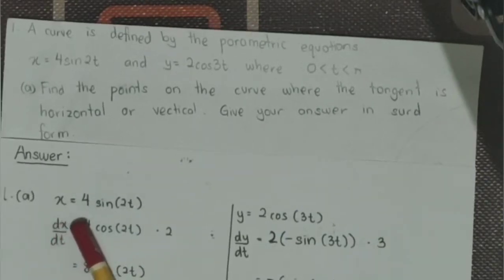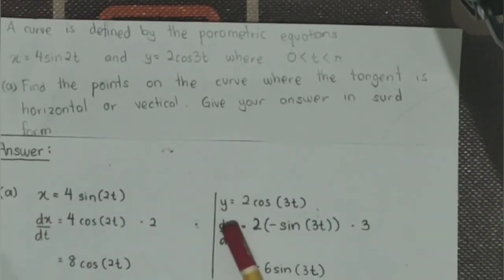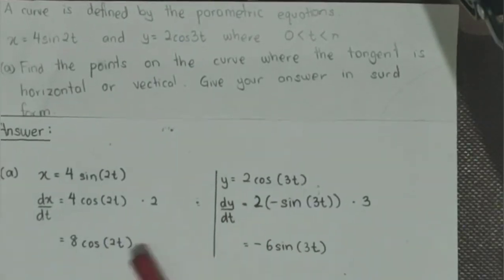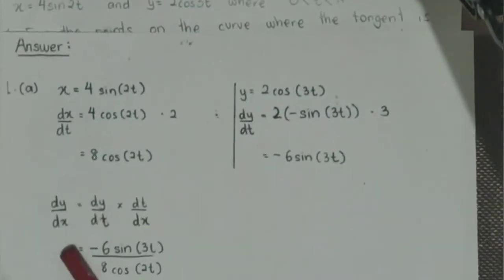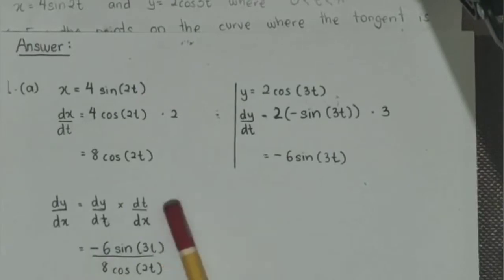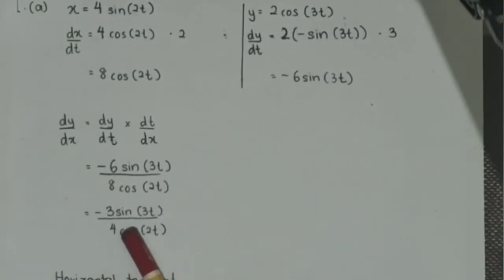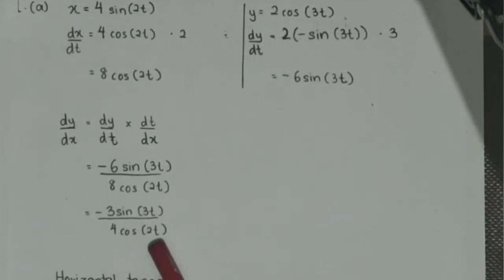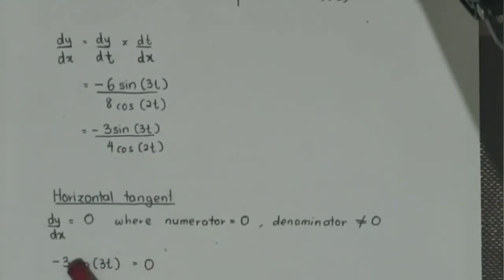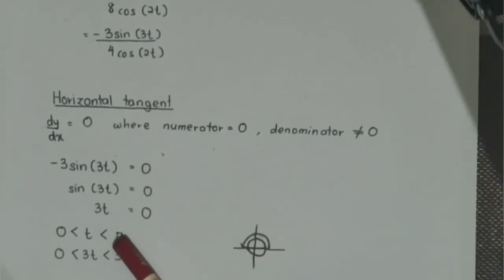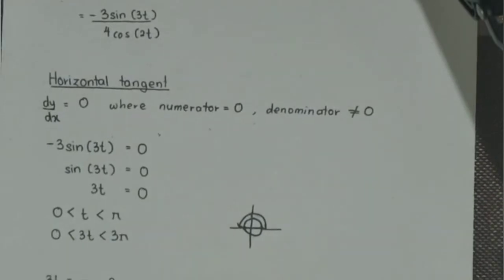Firstly, differentiate the equations of x and y to get dy over dt and dx over dt. We know that dy over dx is dy over dt times dt over dx. So we will get negative 3 sine 3t over 4 cos 2t. For horizontal, dy over dx is equal to 0. So we take the numerator and equate it to 0, and we will get sine 3t equals 0.